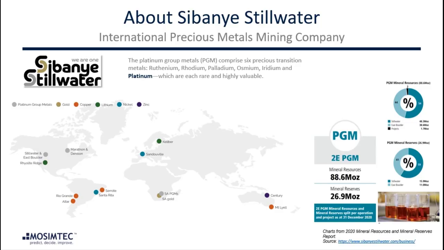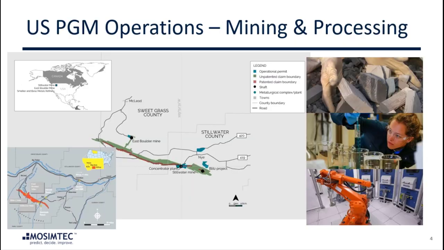Sibanye Stillwater is a South African-based precious metal mining company. They are a leader and primary producer of palladium in the world, and also a primary producer of platinum and a leader in gold production. The Nye mine, also known as the Stillwater mine, is the mine that was the center of this project. It is one of Sibanye's Montana-based platinum group metal mines, or PGMs.